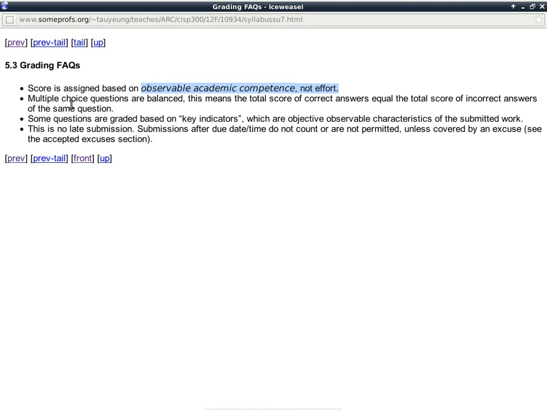This class probably will not see any multiple choice questions, but I might change that this semester, so it's safe to cover this part first. If I give you a multiple choice question, it will be balanced. That means it will use the same method as SAT for scoring. If you answer it right, you get 1 point. If you leave it blank, you get 0. If you answer it wrong, you will get a quarter point deduction.